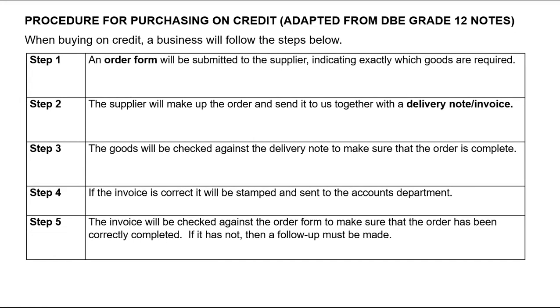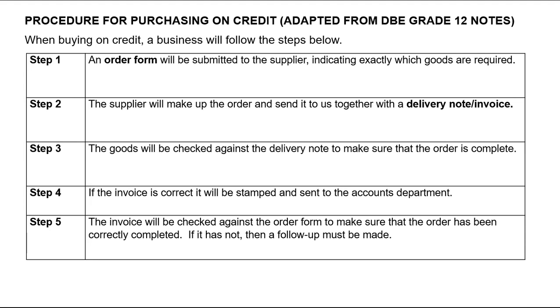together with the delivery note or invoice. The goods will be checked against the delivery note to make sure that the order is complete. If the invoice is correct, it will be stamped and sent to the accounts department. The invoice will be checked against the order form to make sure that the order has been correctly completed. If it has not, then a follow-up must be made.